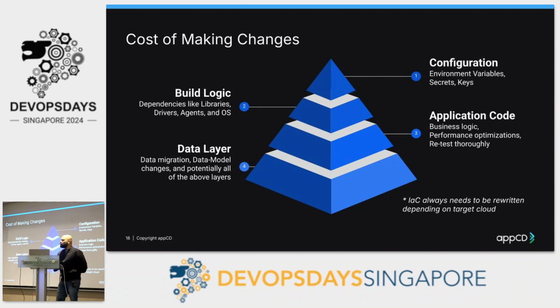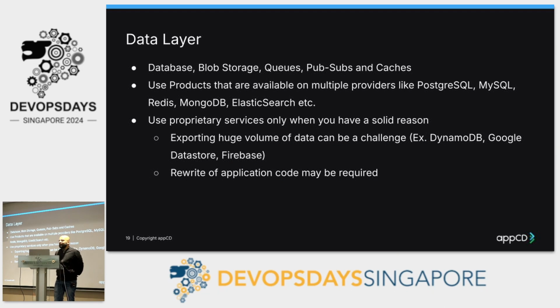So the higher up you go, the less you spend basically. And the ideal scenario is just a configuration change. I just change my database URL and everything works. That's like the utopia. So how do you design the data layer to be vendor agnostic? In the data layer, I include everything there, including database, blob storages like S3 or Google Cloud buckets, queues, pub/sub mechanisms, caches. So the products that you should ideally strive for using are something that work on multiple clouds.